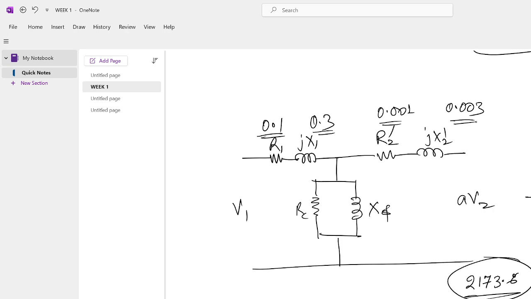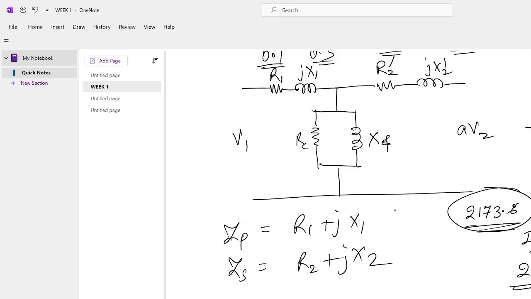Sir, total impedance is 0.316 ohm. This will be just what you have to see, that Z primary will be R1 plus JX1, and Z secondary will be R2 plus JX2.